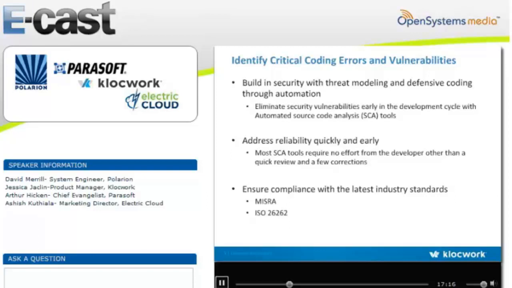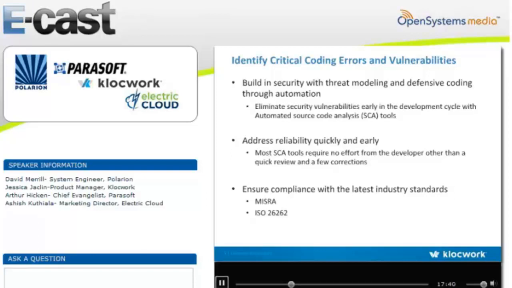The third thing that we can do to address some of these problems is to ensure compliance with the latest industry standards. So we can look at making sure that our software meets the MISRA compliance as well as ISO 26262, and we'll also go into that going forward.